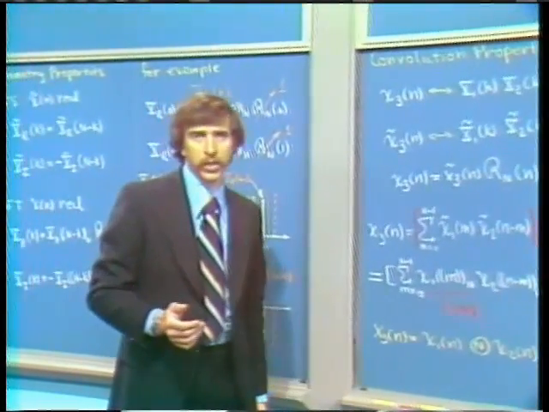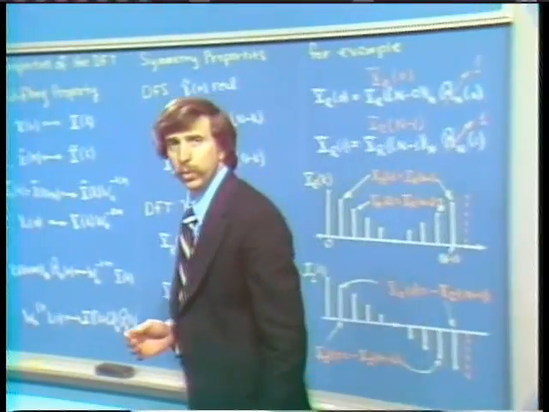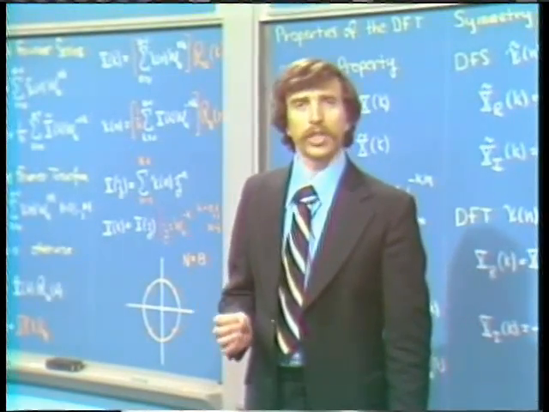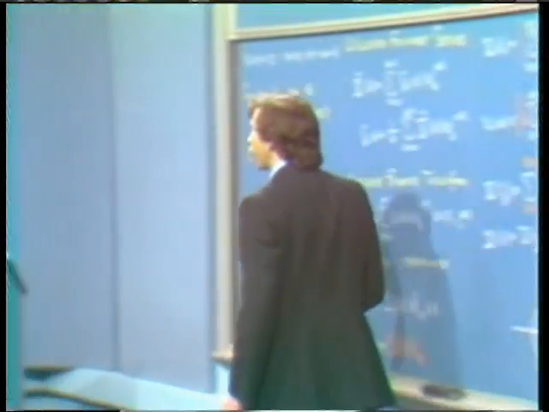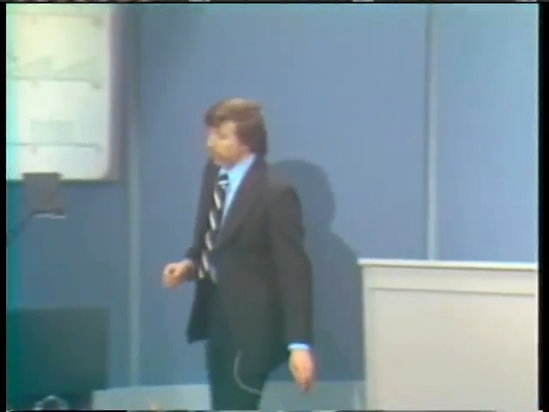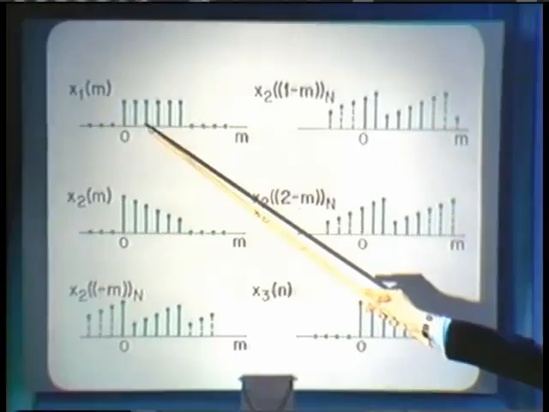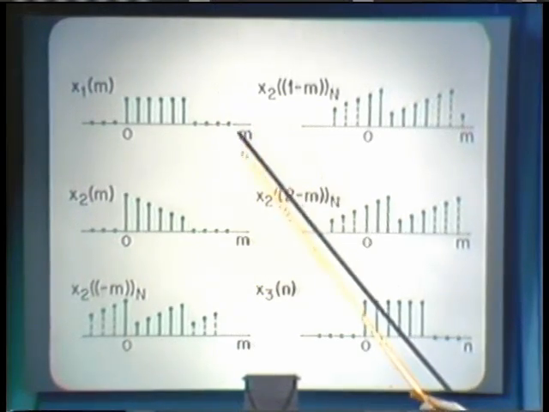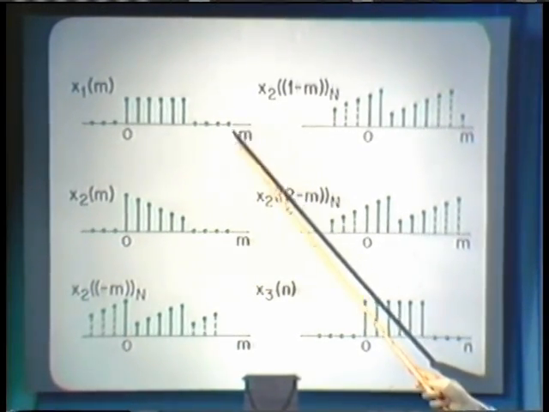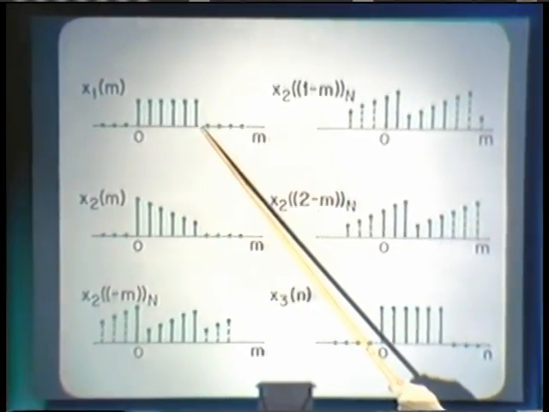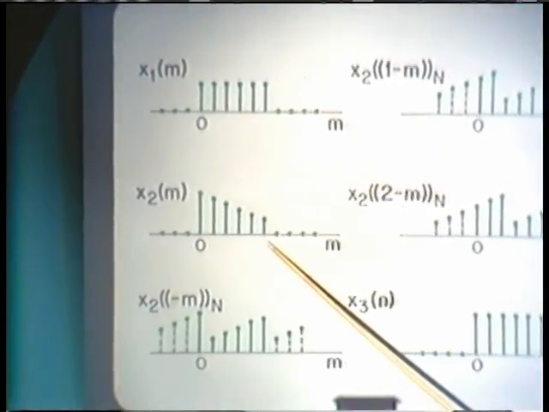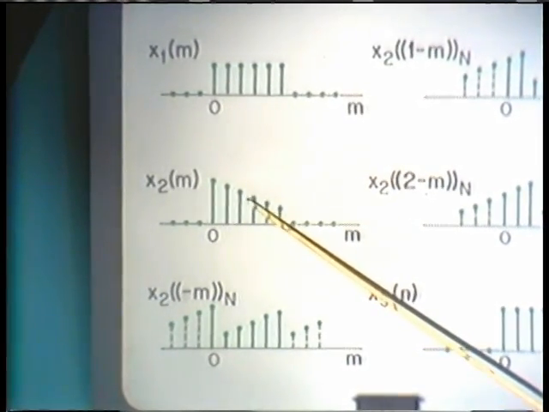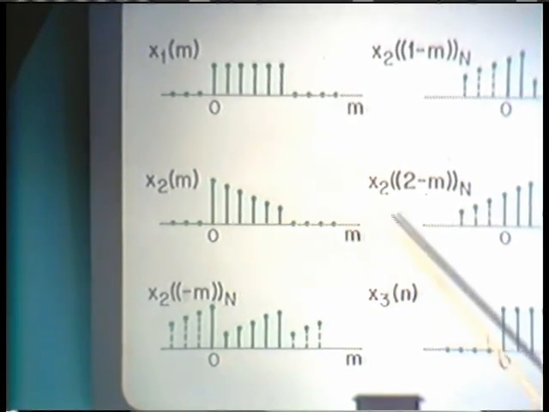Well, let's just look at a simple example, with the idea that in the next lecture we'll concentrate more on the interpretation of what circular convolution means. All right, here we have a sequence x1 of m. Remember that in the circular convolution, we're summing over an index m. So here we have x1 of m, here we have x2 of m, and what we want to form is x2 of n minus m taken modulo capital N.